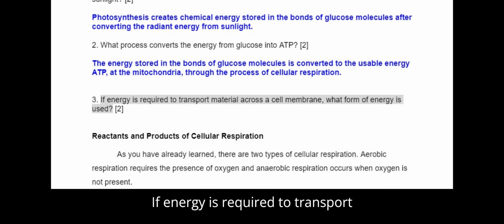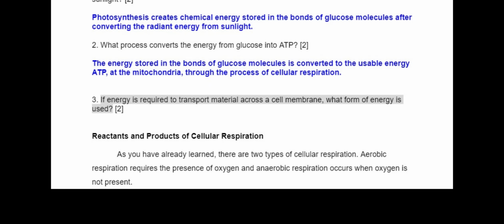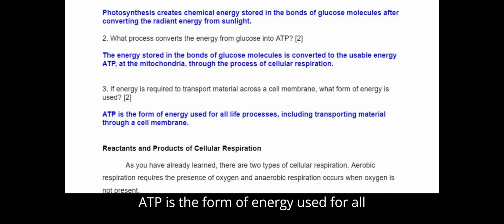Question 3. If energy is required to transport material across a cell membrane, what form of energy is used? ATP is the form of energy used for all life processes, including transporting material through a cell membrane.